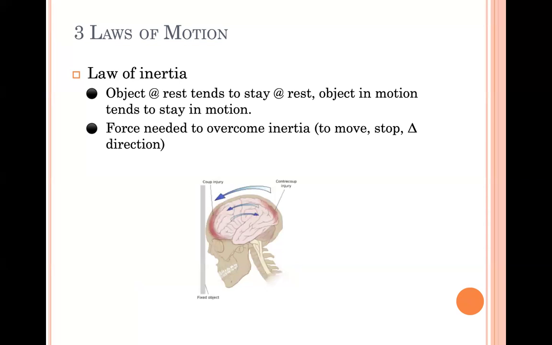Down below, think of coup injuries and contra coup injuries as an example of the first law of motion. A coup injury happens at the site of the impact. So if you have a limb affected, it's only going to affect that area of the limb. Then you have your contra coup injuries, which occur on the opposite side of the actual injury site. So think of your stroke patient. If you have a right-sided stroke, it's going to affect the left side of the body and vice versa.